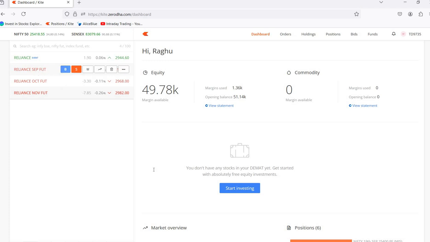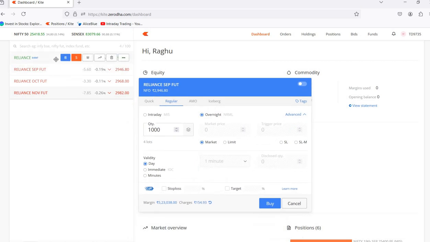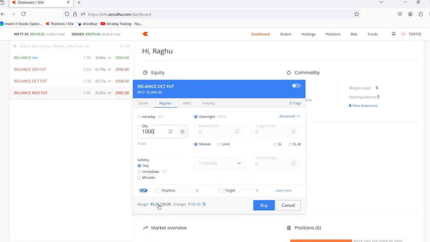But in futures, you have to buy in lots. Like one lot is 250, 500, and so on. Previously in Reliance, each share is 2944 and for 1000 shares you need to spend 29,44,000. But you can see here in FUT, if you buy 1000 shares, it will be around 5,23,000 only. If you go for the October FUT, next month, it's 5,26,000 only. So a futures contract is a leverage product.